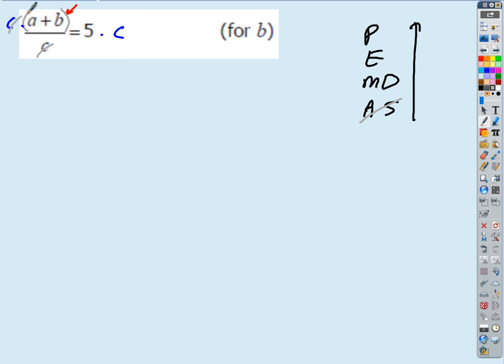the c's cancel from the left side. That's good. So then that leaves us with a plus b in parentheses, but I don't even need the parentheses anymore, right? Equals 5c. What's the last step to get that b by itself? Yeah, good, subtract a.